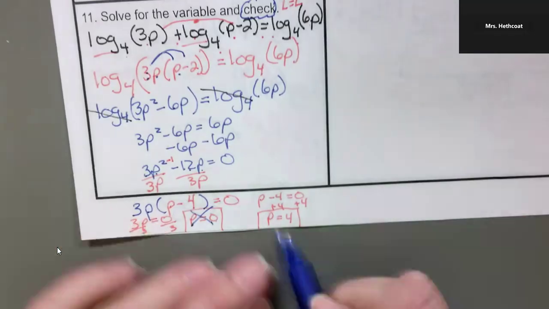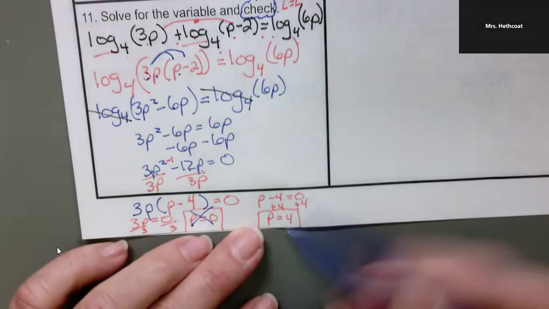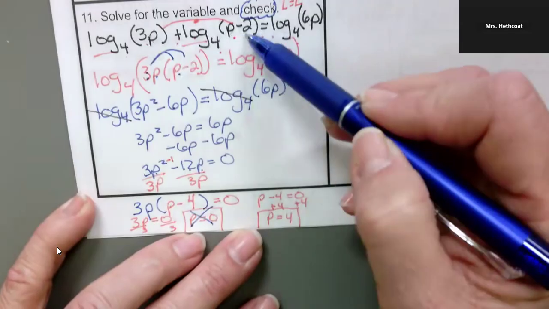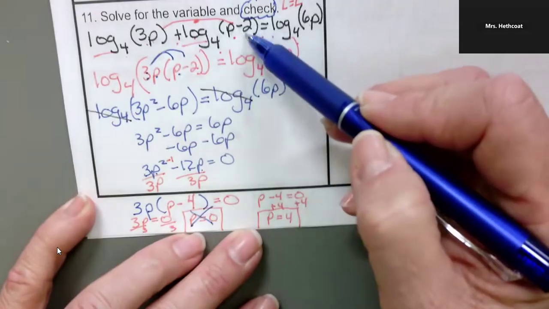Then let's try 4. 3 times 4 is 12, so that one's fine. 4 minus 2 would be positive 2, so that one's fine.